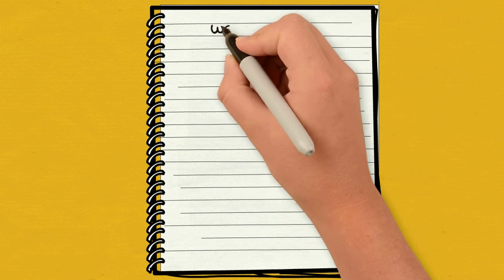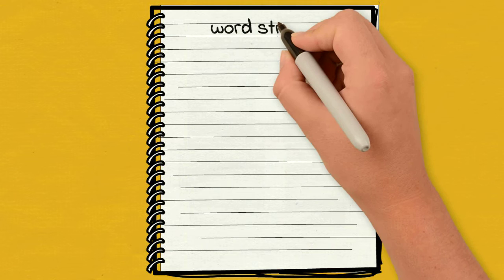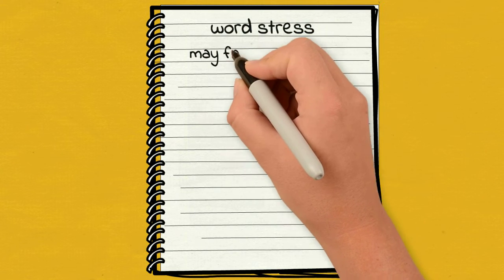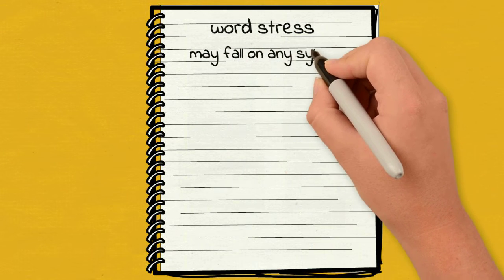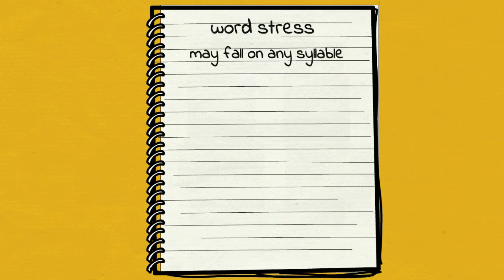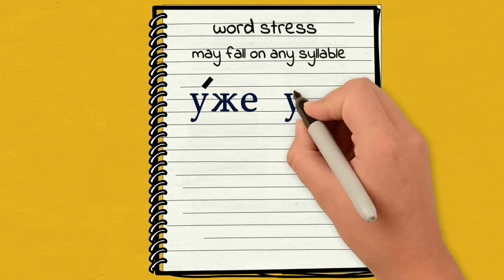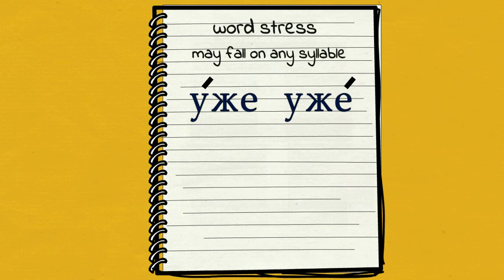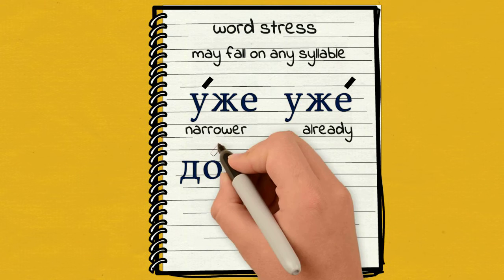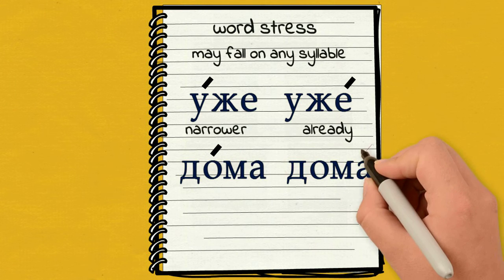Word stress. Word stress is the most problematic aspect in Russian pronunciation. The stress may fall on any syllable and must be learned separately for each word. Stress may be the distinguishing feature between two different words. For example, уже and ужé, or дома and дома.